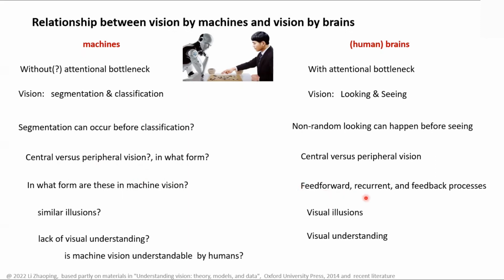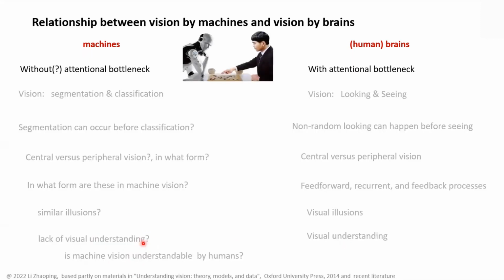And we have feed-forward, recurrent, and feedback. In what form do they exist in current machine vision? I'd love to discuss with you what visual illusions they are similar in, and visual understanding. In fact, maybe I shouldn't have turned off the recording because this is really part of the lecture. So let's just have fun, yeah?